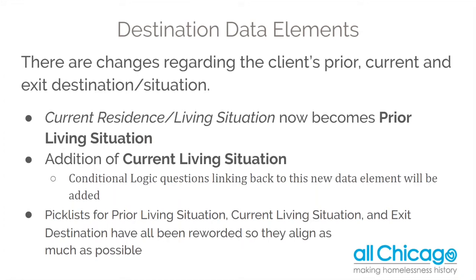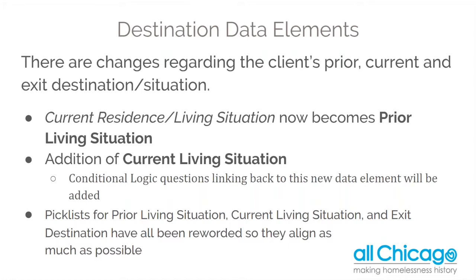So one thing to note is that there is a field, a data element called current residence slash living situation, which we always train that people should think of as where was your client last night, right? Where was your client the day before they entered your project? So now this field is becoming prior living situation, which speaks even more bluntly to the fact that we're trying to figure out where the client was before they entered your project.